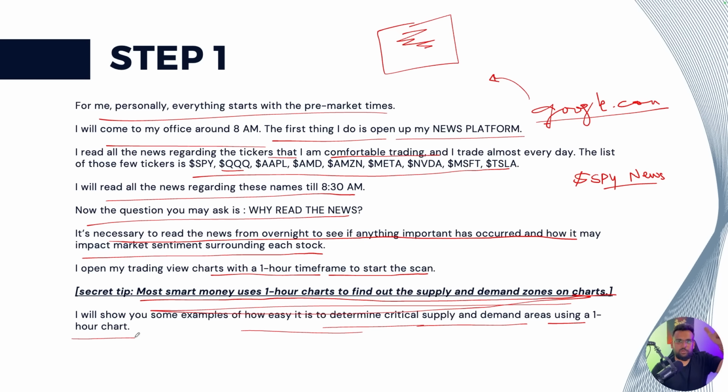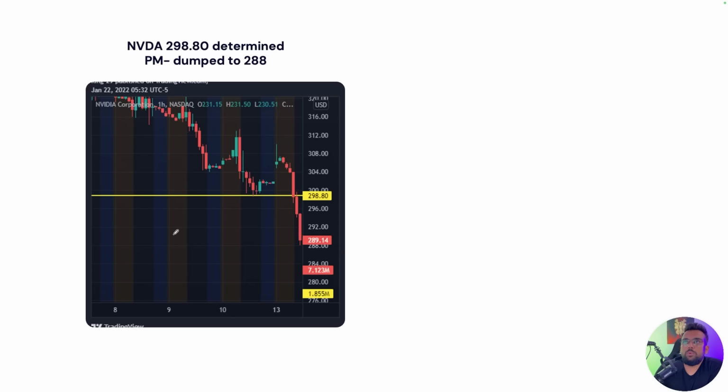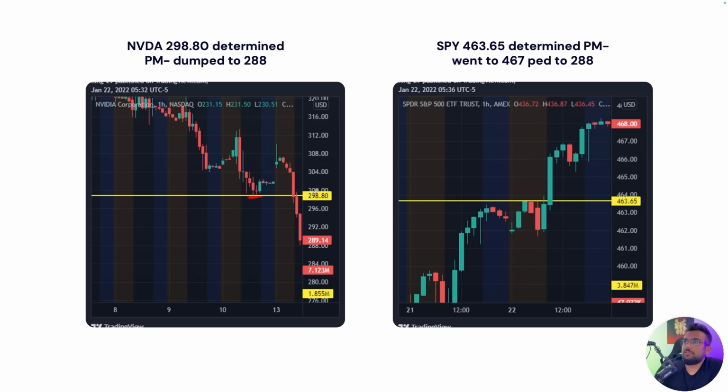Now, we have read some news, we know news is good. Now we can go over a 1 hour chart and we can draw some levels, and I'll show you how easy it is to draw and determine these critical levels. It's easy. All right, let's go over this. NVIDIA, 298.8 determined pre-market, dumped to 288. Boom. This is where the level came from. SPY. This is where the level came from in the pre-market. Boom. SPY. We determined this level.